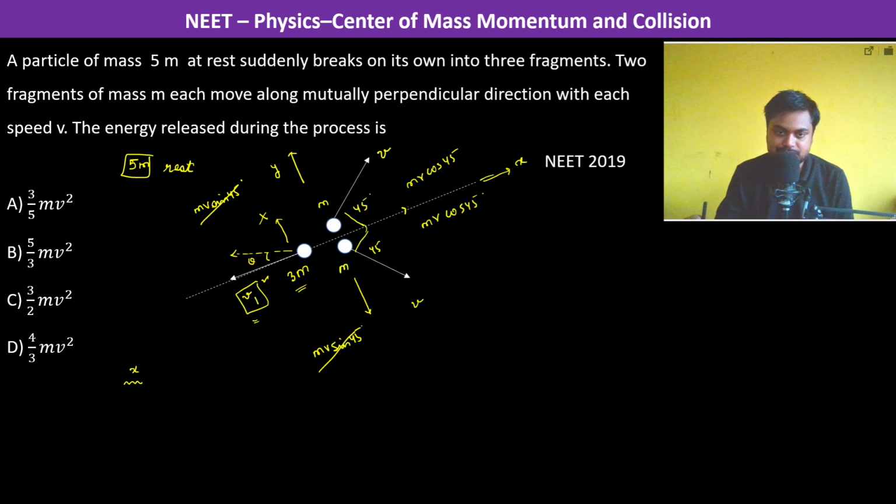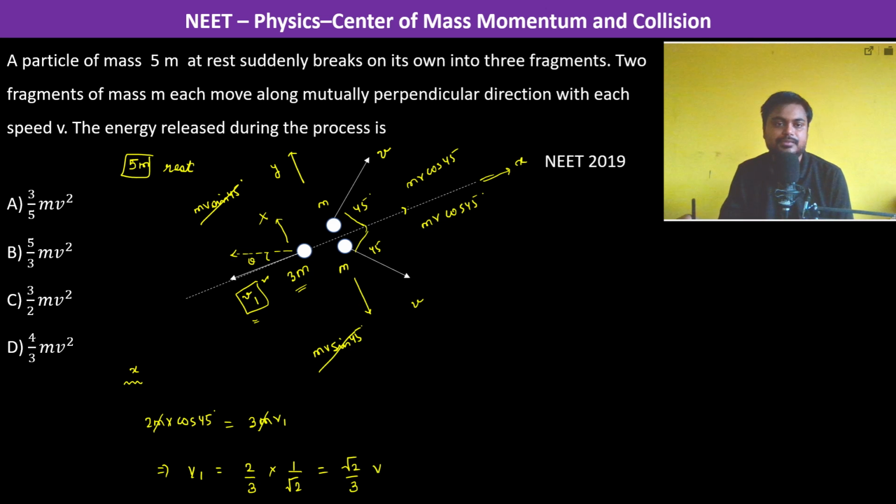Therefore in the x direction, when we conserve momentum, it's going to be 2mv cos 45 degree equal to 3m v1. m is gone, so therefore v1 becomes 2 by 3 into 1 by root 2, which is equal to root 2 by 3 v.